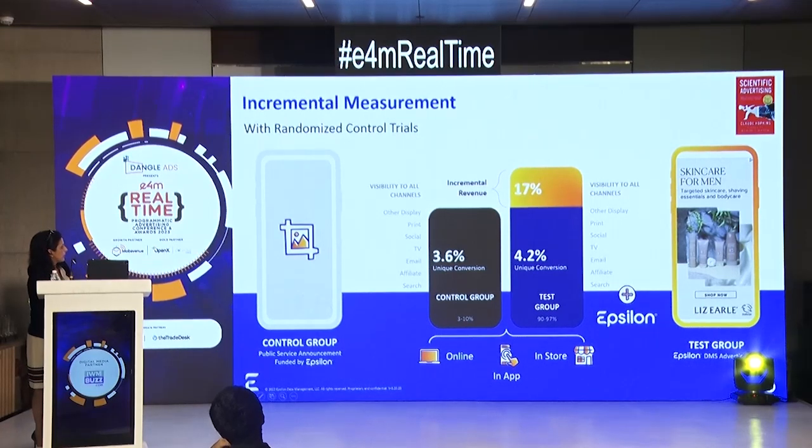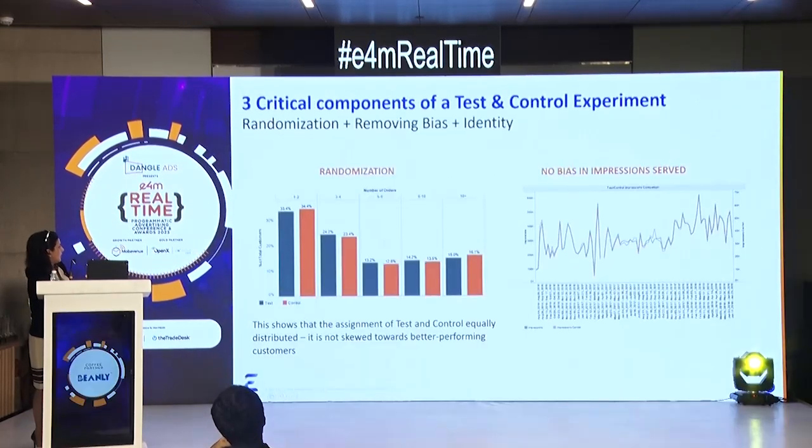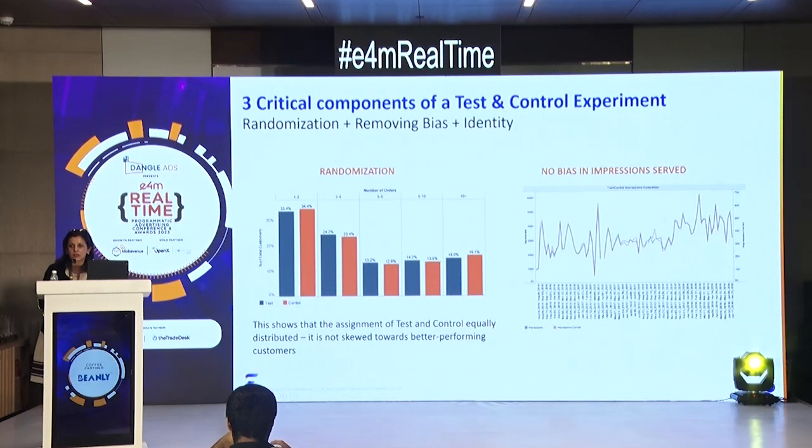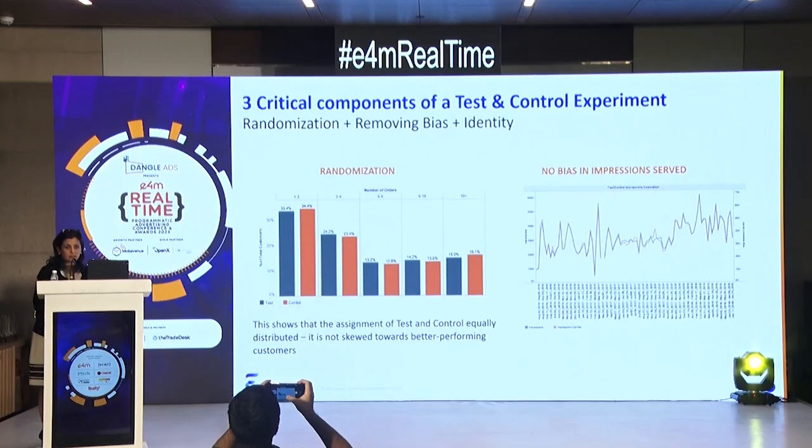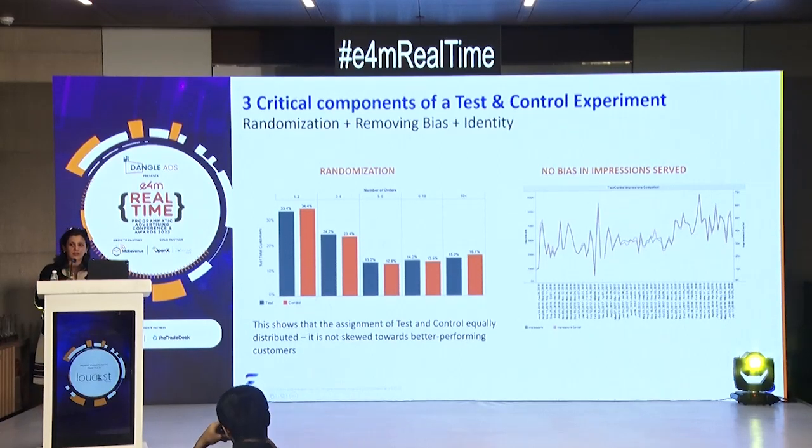So if you guys are still with me, this is what replication looks like. This is what transparency looks like. This is what testing incrementality looks like. On the left-hand side, you see randomization. The fact that we're not gaming the system, the fact that we're not upping the number of high-performing customers in the test group is on the left-hand side.